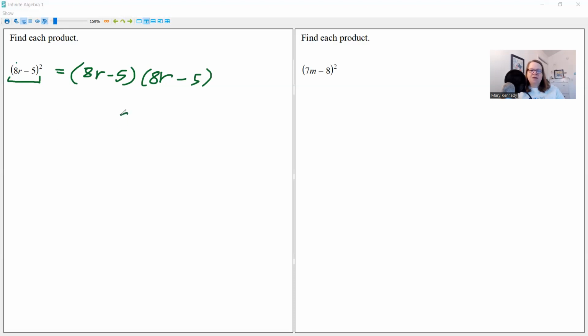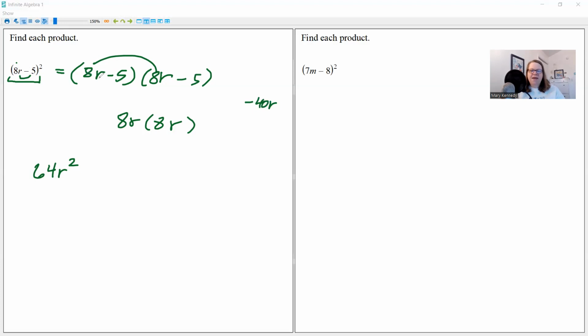So 8r times 8r, right? And that's what you would have done anyway when you were doing it the regular way. So 8 times 8 is 64. r times r is r squared. And then you're going to multiply these two together. So 8r times -5 is -40r.